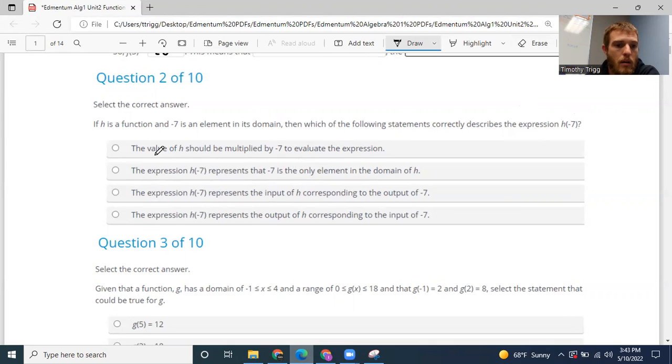Okay. The expression h of -7 represents that -7 is the only element. No, it's just an element. It says an element. It doesn't say it's the only element. The expression h of -7 represents the input of h. No. The expression h of -7 represents the output of h corresponding to the input of -7. Yes, the input always goes in the function. So when you have h of x, or h of something, the input goes in here.